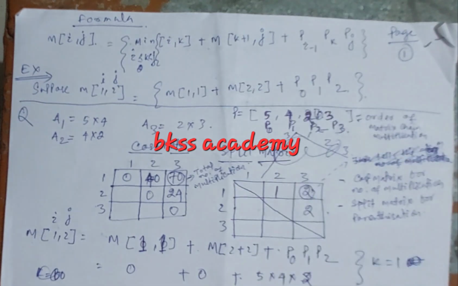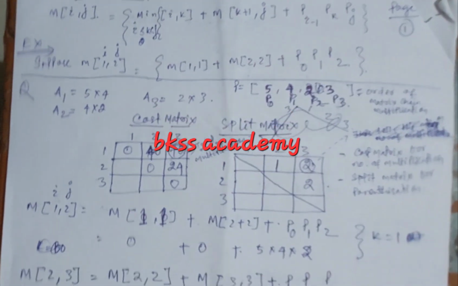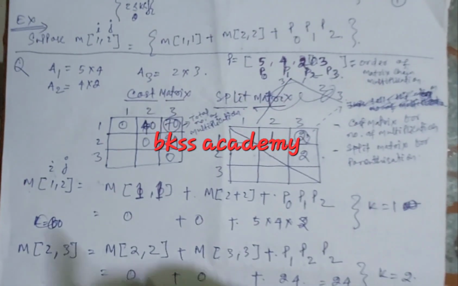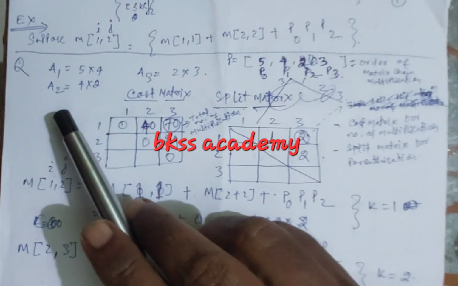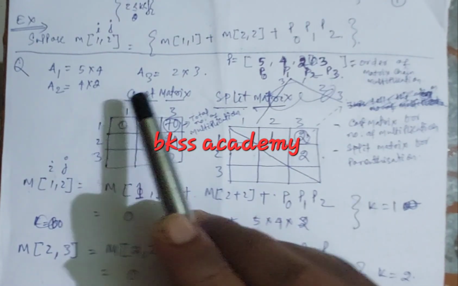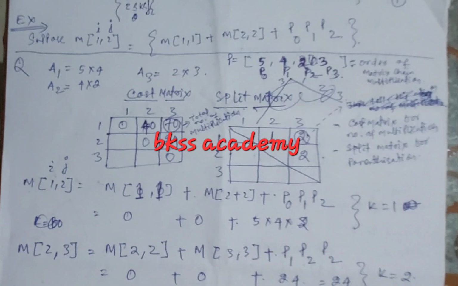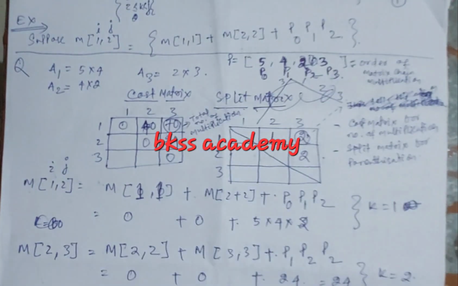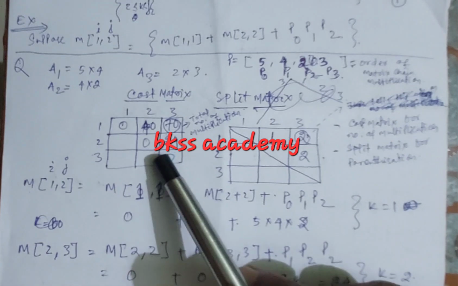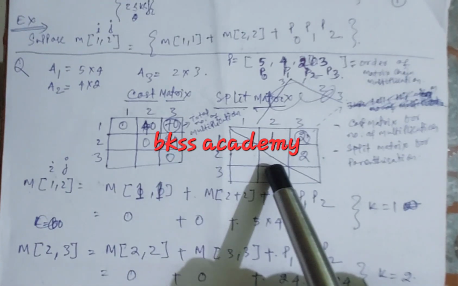In this way we will solve a problem. Suppose A1 is 5 cross 4, A2 is 4 cross 2, and A3 is 2 cross 3. So this is the cost matrix and this is the split matrix.